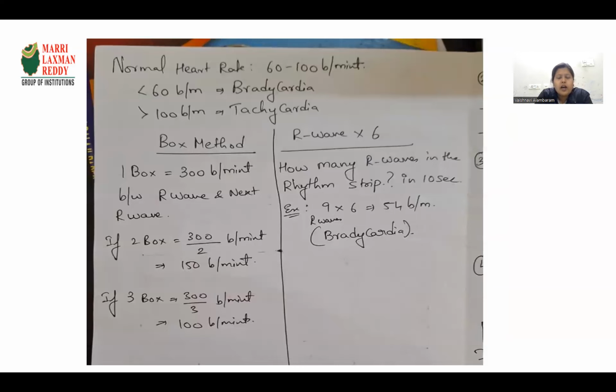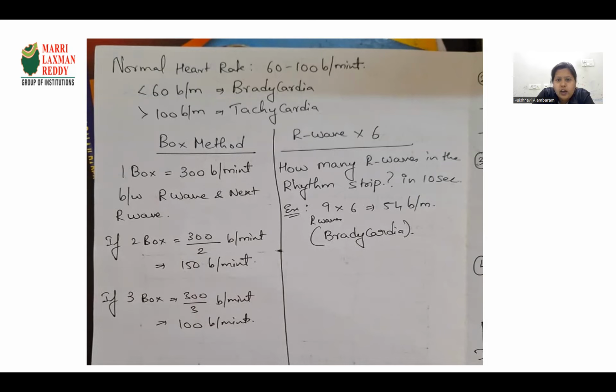Here the normal heart rate, we are considering the minimum as 60 beats per minute, and the upper limit is 100 beats per minute. Anything less than 60 beats per minute is considered bradycardia. Anything greater than 100 beats per minute is considered tachycardia. You have two methods, that is box method and R wave method. I have given it on the screen, just go through it.